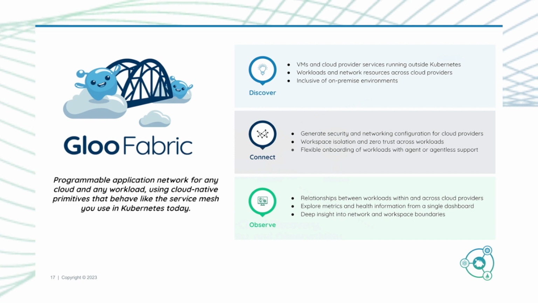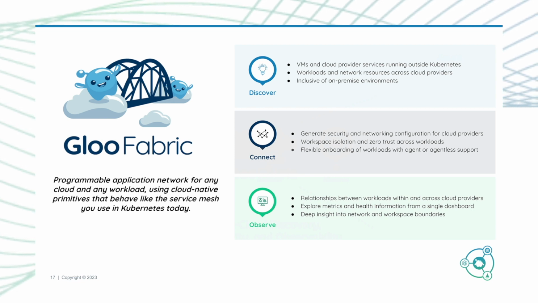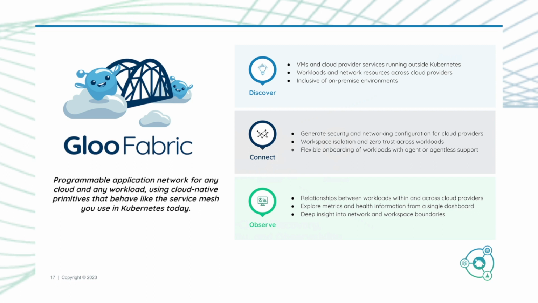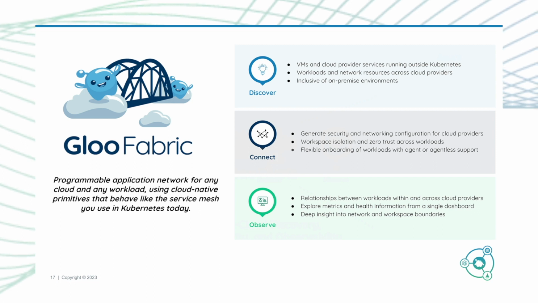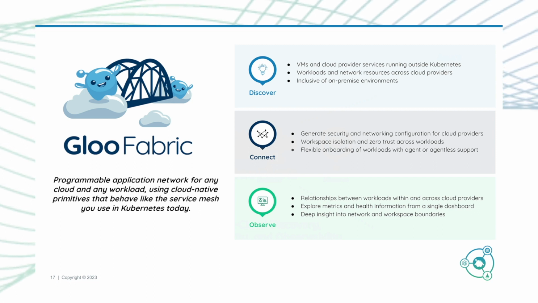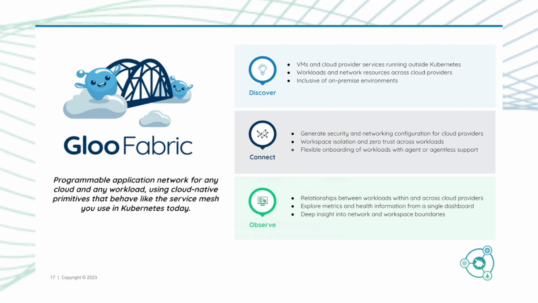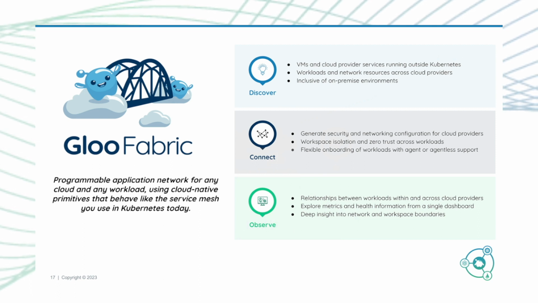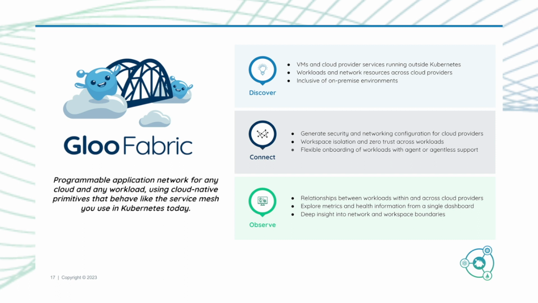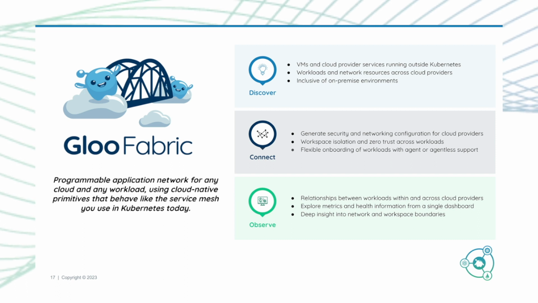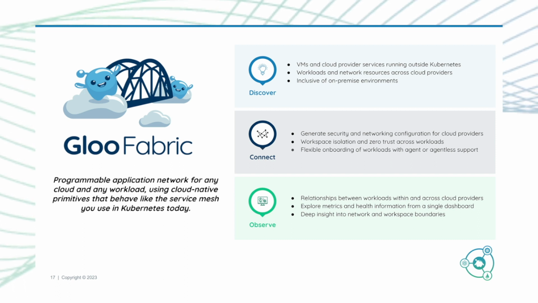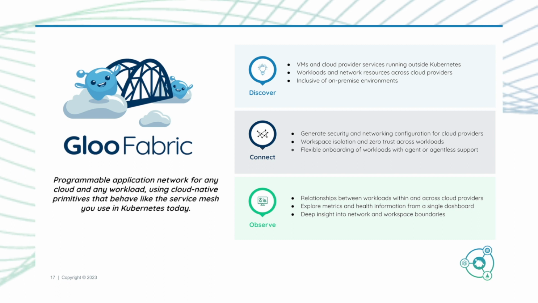We think of Gloo Fabric as a programmable application network for any cloud and any workload, using cloud-native primitives that behave like the service mesh you use in Kubernetes today. Specifically, Gloo Fabric allows you to discover VMs and cloud provider services running outside of Kubernetes. This works across cloud providers and is inclusive of on-premise environments as well.